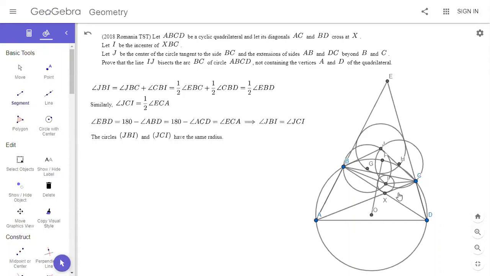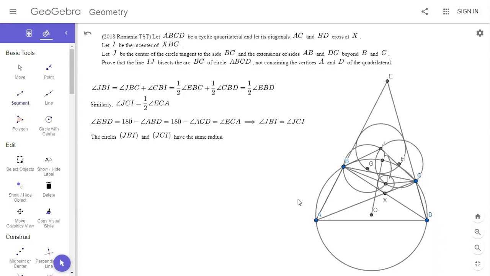All right, so I'm going to move on with the rest of the proof. Once we know they have the same radius, one way to show that J, F, and I are collinear is to show that F lies on the radical axis of both circles, right? Which is the same as saying that F has the same power with respect to both circles.